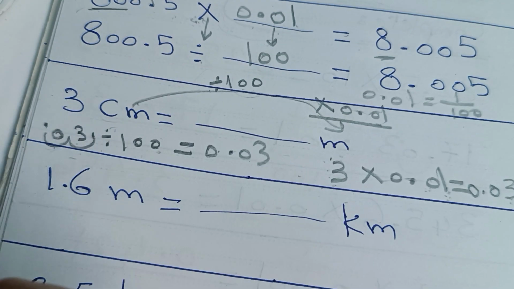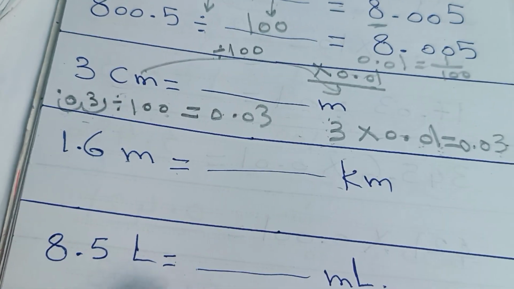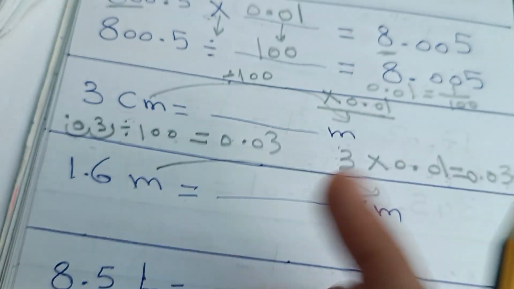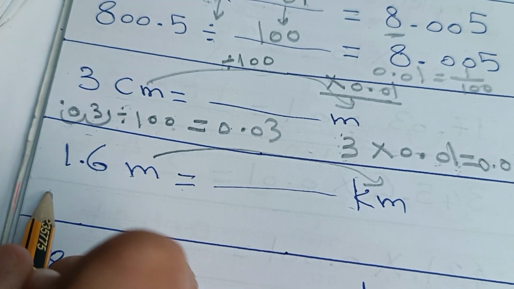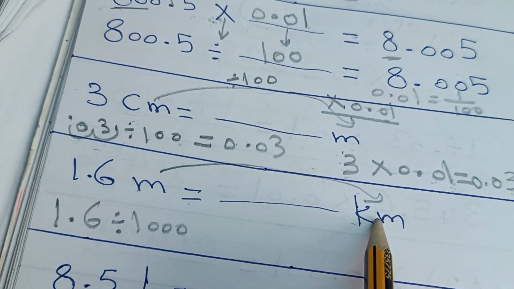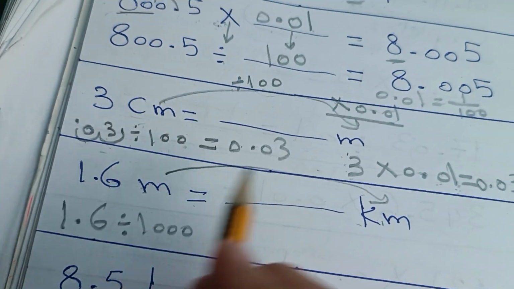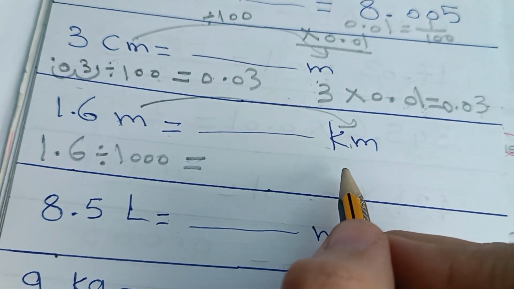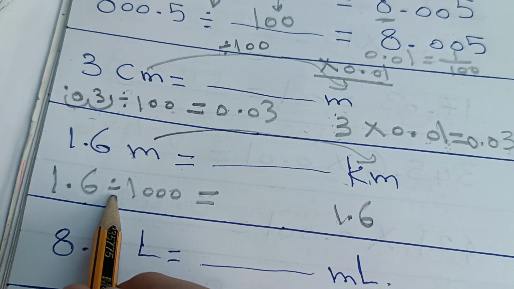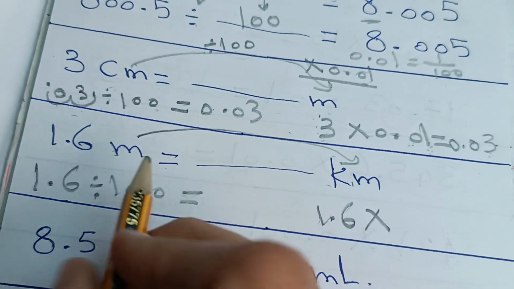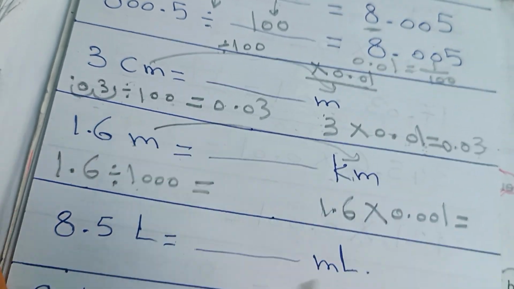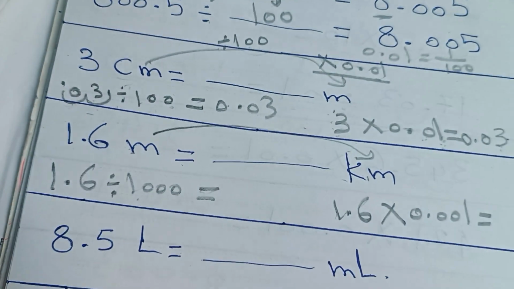Another one: I have 1 and 6/10 meters equal how many kilometers? You are converting from what to what? From meter to kilometer, from small to big. So I will divide. I can write it as 1 and 6/10 divided by 1,000, because 1 kilometer equals 1,000 meters. Or I can write it using the inverse operation: the inverse of divide is multiply, and the inverse of 1,000 is thousandths. You can solve it using both ways.